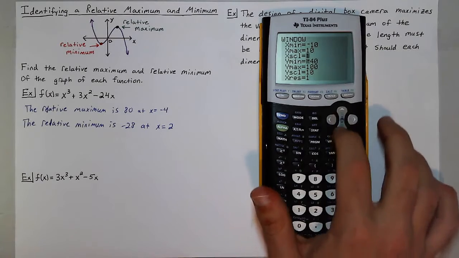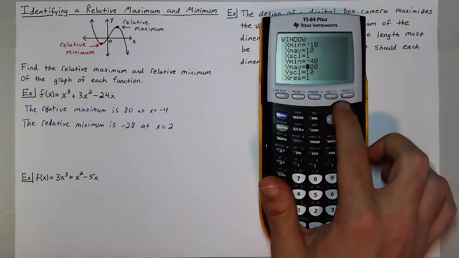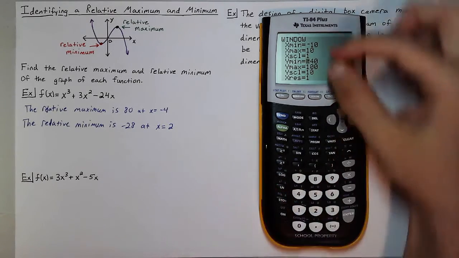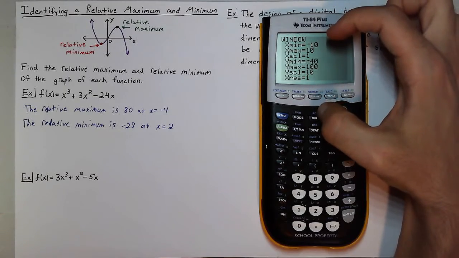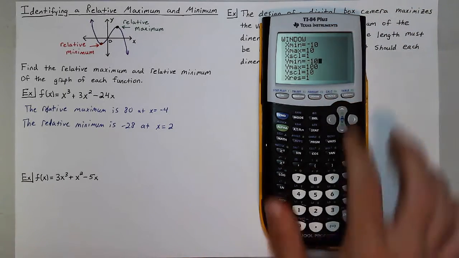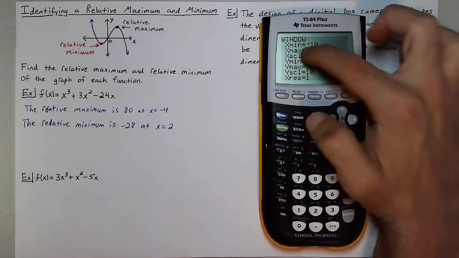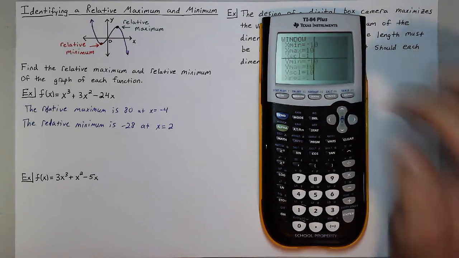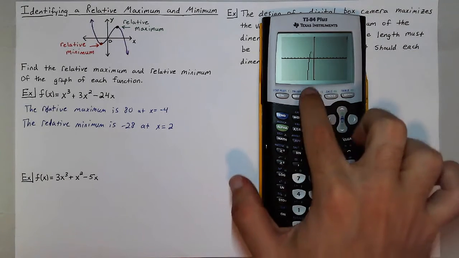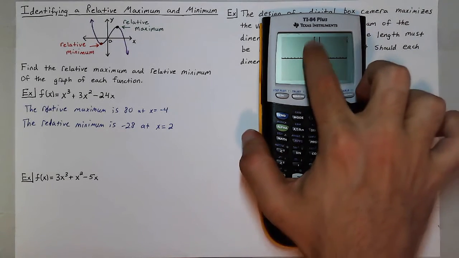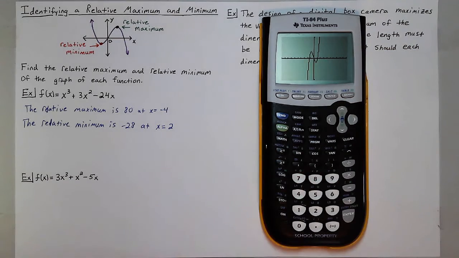So right now it's going from -40 to 100 on my y-axis, but I want it to zoom in on the y-axis to show what's going on there. So I'll say it'll go from -10 to 10. So that's a lot smaller of a window there. I'll keep my x's the same. And when I hit graph, you'll start to see, oh, okay, here's that definition. I can see that maximum point and that relative minimum point.